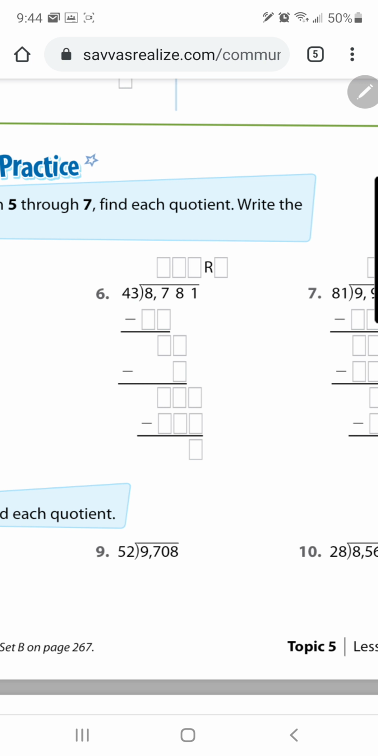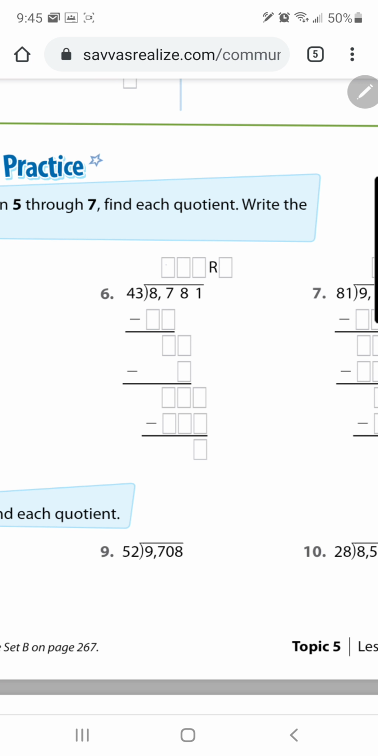And we've got, how many groups of 43 can I make with 87? Well, I don't know. Cover the 7, cover the 3. You're left with 4 and 8, right? How many groups of 4 can I make with 8? 2. So we're going to try the 2. Here we go. 2 over that 7, right? 2 times 3 is 6, and then 2 times 4 is 8. Find the difference, and we get 1.